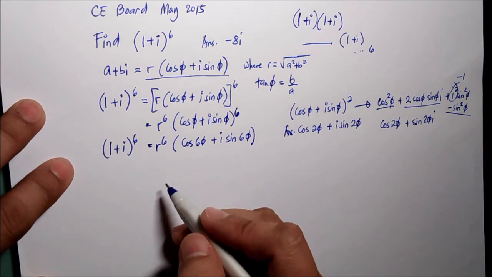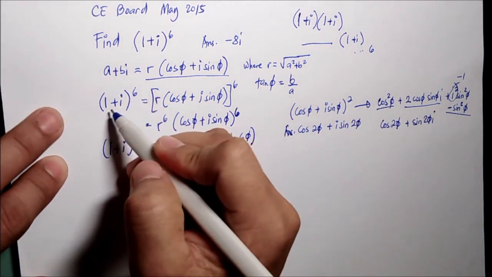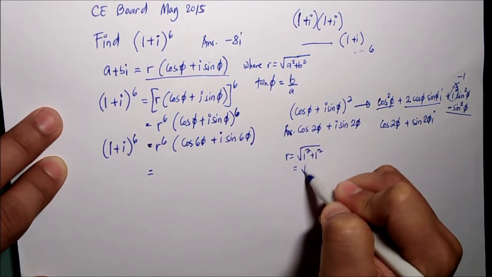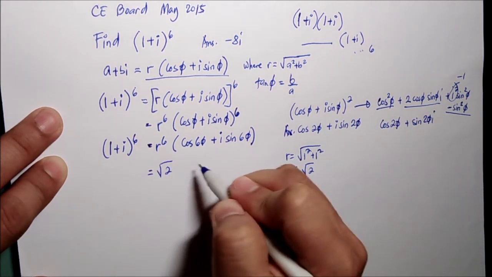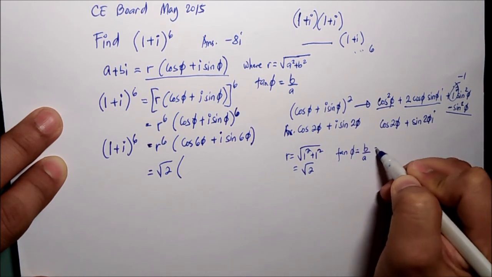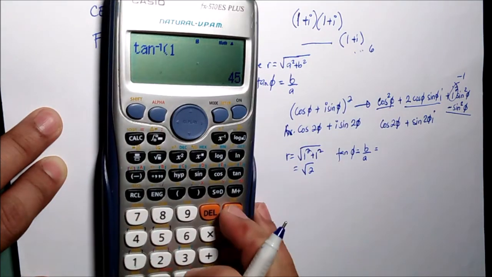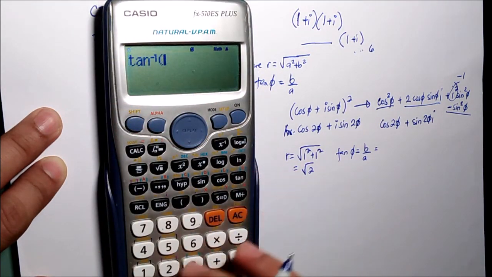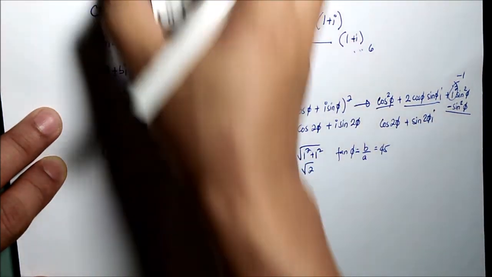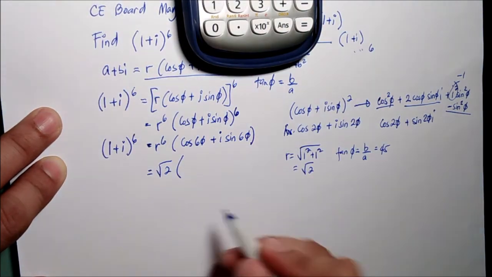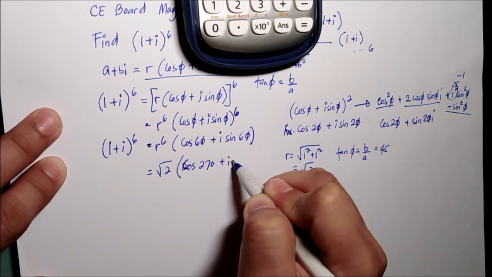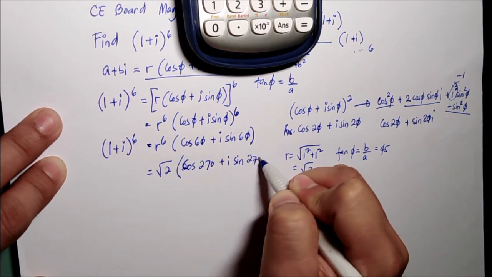Now let's compute for the value of r. The value of r here is the square root of 1 squared plus 1 squared, that is square root of 2. The value of theta: tangent theta is equal to b over a, or the inverse tangent of 1, that is 45 degrees. So 6 theta is 45 times 6, that is 270. Cosine of 270 plus i sine of 270.